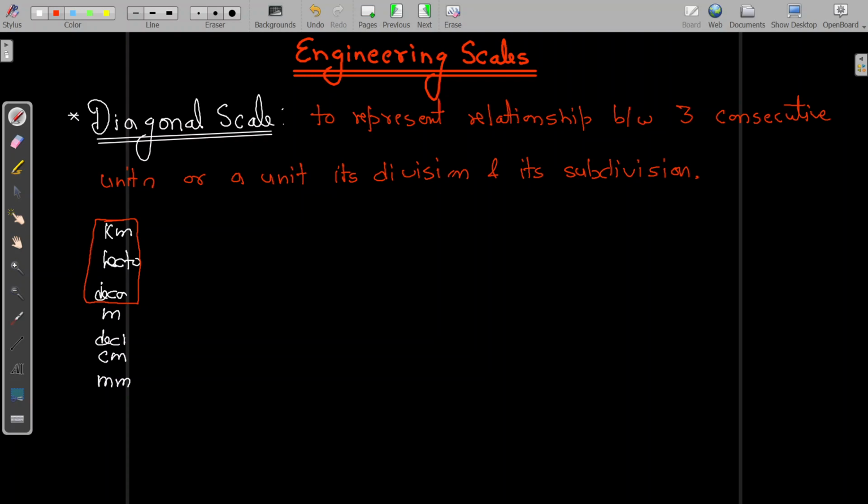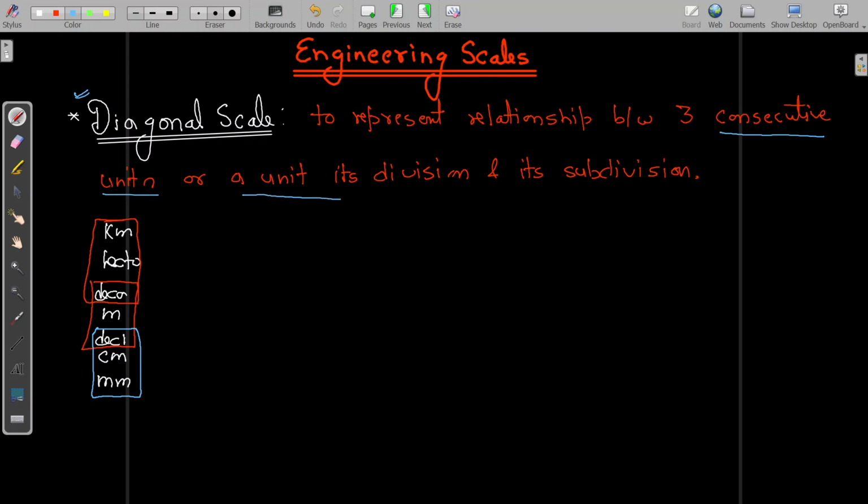Similarly decameter, meter, decimeter, these are the three consecutive units. Similarly decimeter, centimeter, millimeter, these are the three consecutive units. So whenever we need to represent the relationship between three consecutive units, then we use the diagonal scale. So this covers the first part, when we say the three consecutive units.